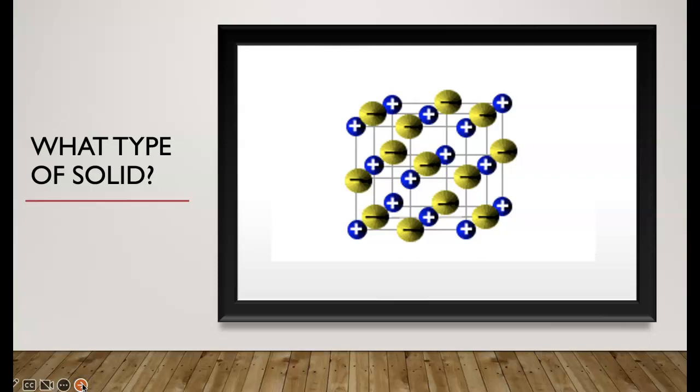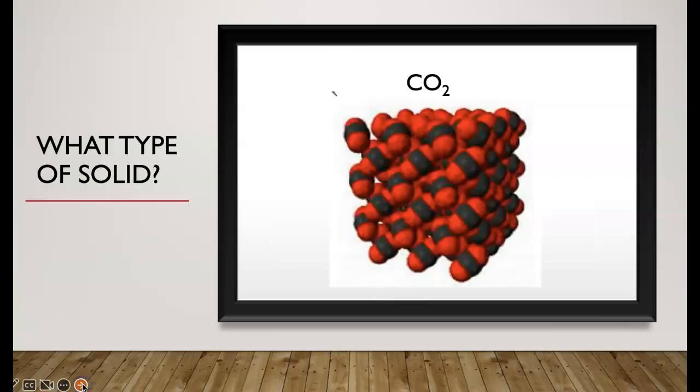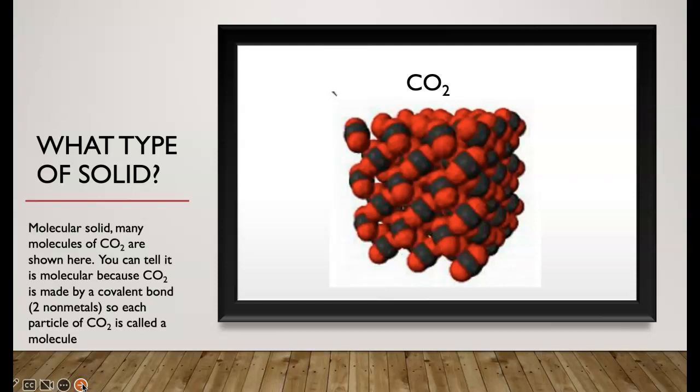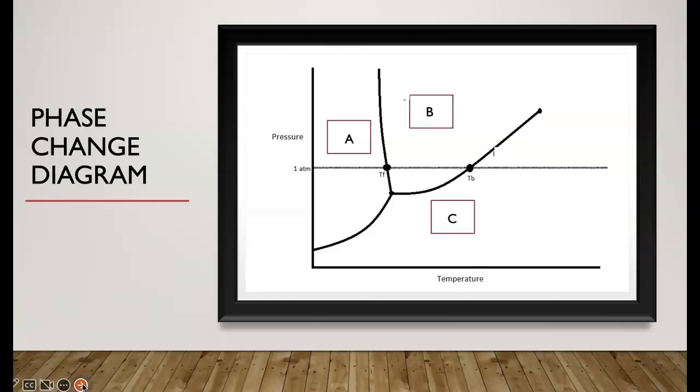How about this solid? Hopefully you were thinking this is an ionic solid. We've got our positive ions and our negative ions. Hopefully you were thinking CO2. It's a covalent or a molecular solid because we've got two nonmetals.